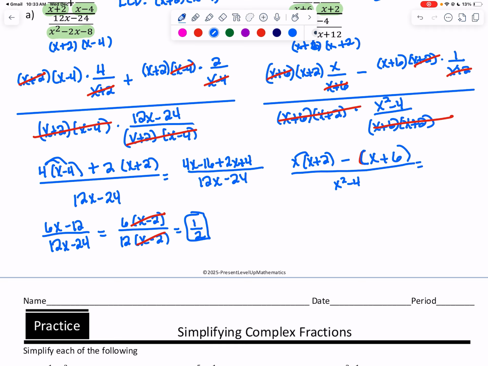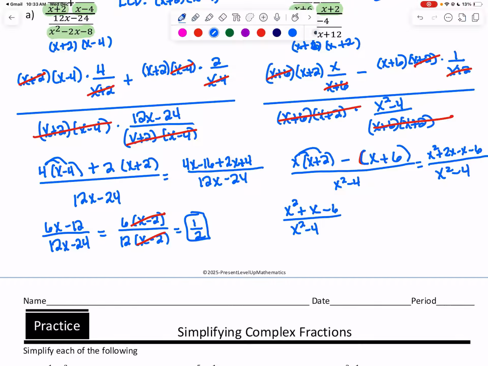All right, let's simplify the top a little bit. x times x is x squared plus 2x. Then I'm going to subtract x and subtract 6. All right, let's combine like terms. Let's see, that would be x squared plus x minus 6 over x squared minus 4.